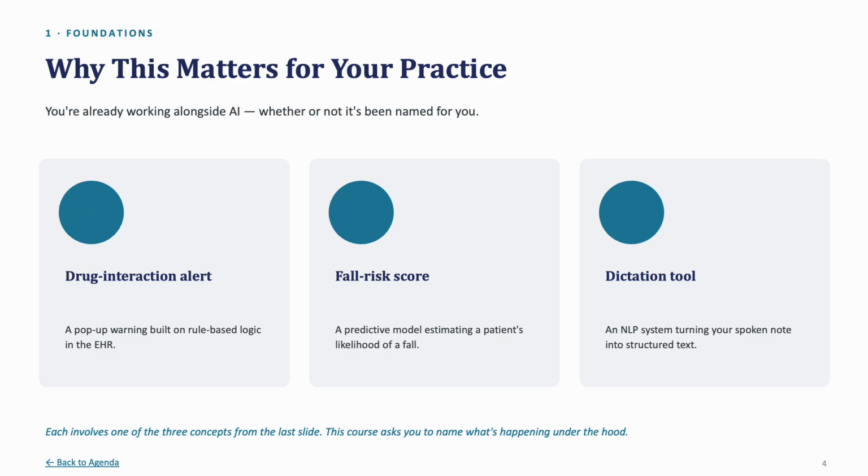Here's why this matters for you specifically. A drug interaction pop-up is rule-based AI. A fall risk score is a predictive model. A dictation tool is natural language processing. You're already working with all 3 concepts, whether or not anyone's named them for you. This course just gives you the language to describe what's happening.